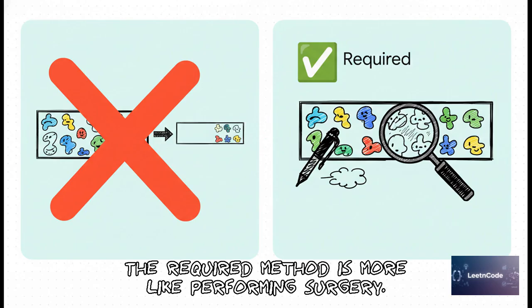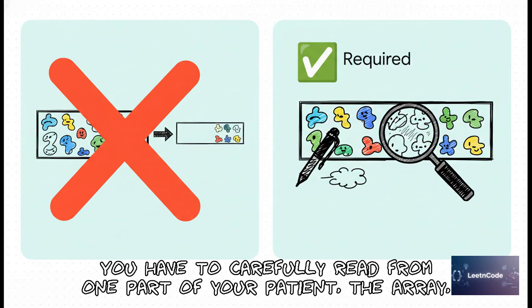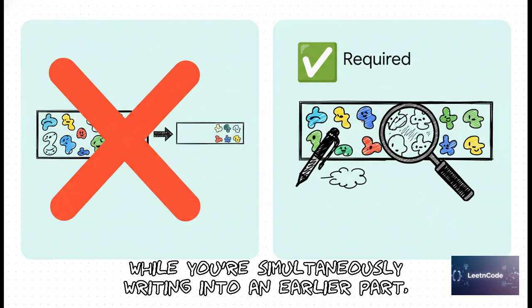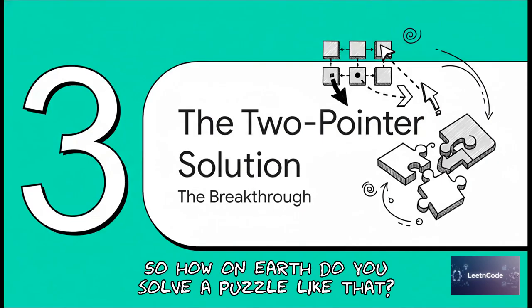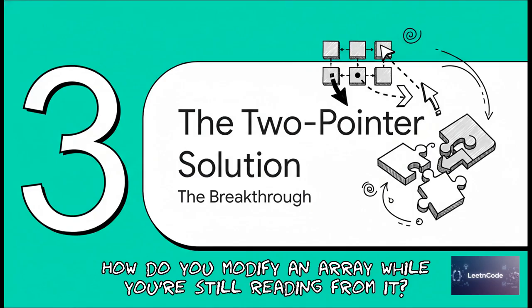The required method is more like performing surgery. You have to carefully read from one part of your patient, the array, while you're simultaneously writing into an earlier part, all without messing up the data you haven't even looked at yet. So how on earth do you solve a puzzle like that? How do you modify an array while you're still reading from it?